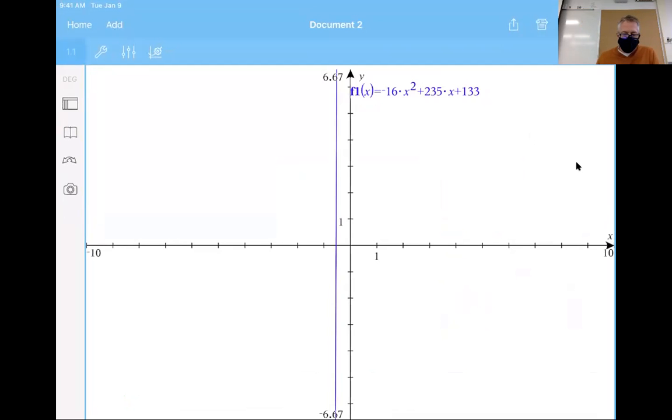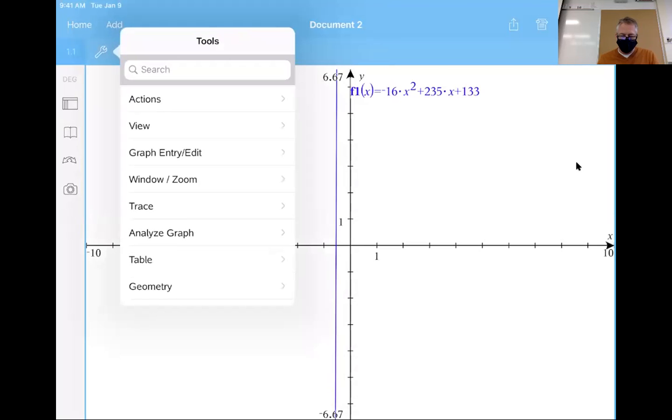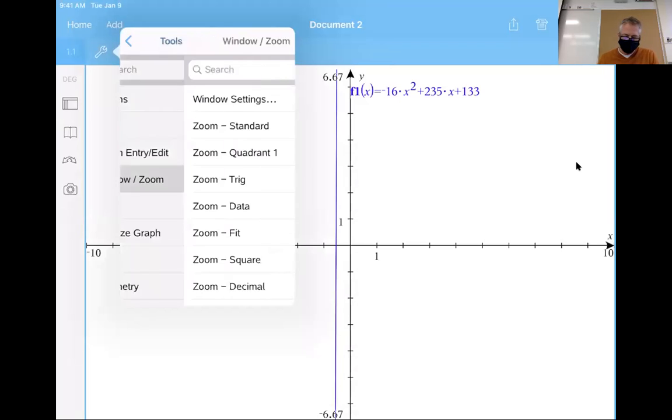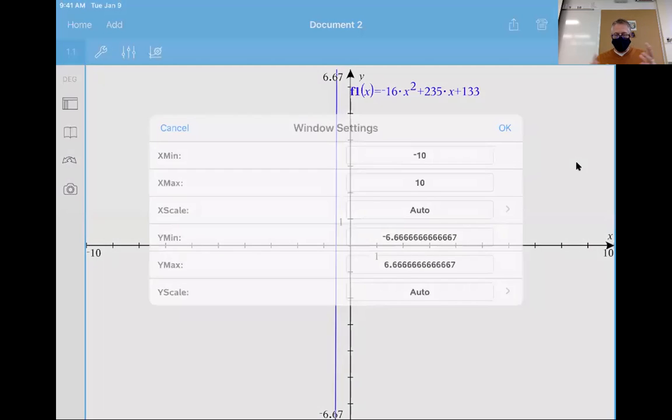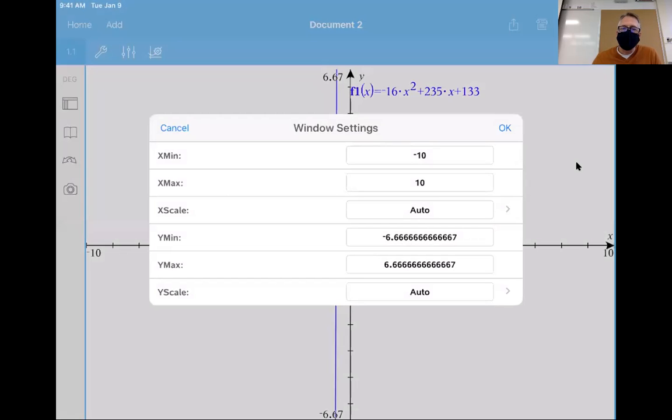So on the app, if you hit the upper left-hand corner, hit the toolbar and go to window, and I'm going to go to Windows settings. On the handheld, you can just zoom out. You can't do that on the app. But I need to change my Y maximum so that I can see more of the top of the graph. Right now, it only goes up to 6.6.